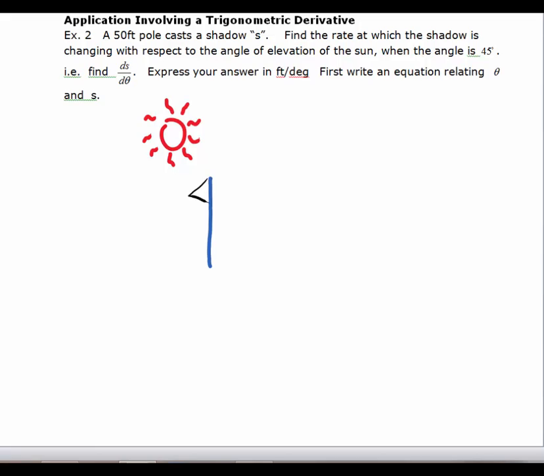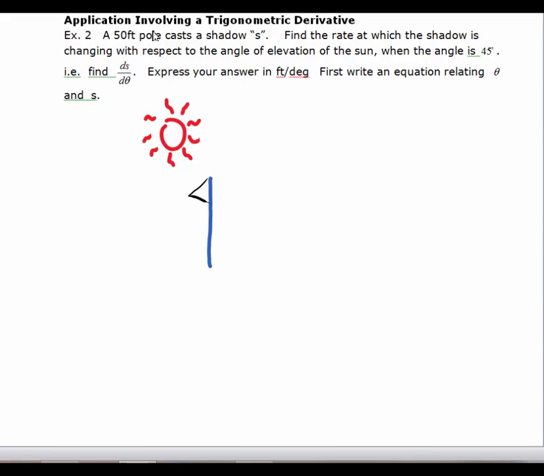So we've got a 50-foot pole that casts a shadow S. Find the rate of change at which the shadow is changing with respect to the angle of elevation of the sun when the angle is 45 degrees. So that means find ds d theta. Since s is the shadow and theta is the angle, ds d theta is the rate of change of the shadow with respect to the angle.